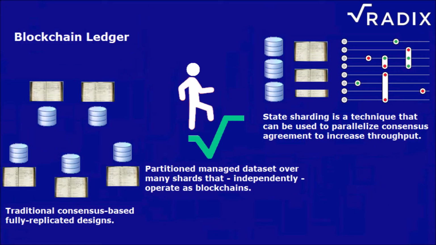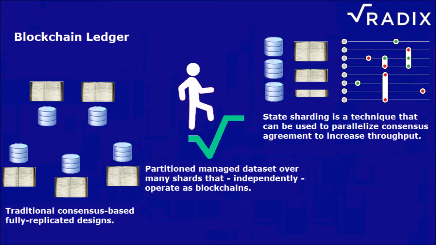To enable high-performance and scalable blockchains, we need to step away from traditional consensus-based fully replicated designs. One direction is to explore the usage of sharding, in which we partition the managed dataset over many shards that, independently, operate as blockchains. Sharding requires an efficient fault-tolerant primitive for the ordering and execution of multi-shard transactions.